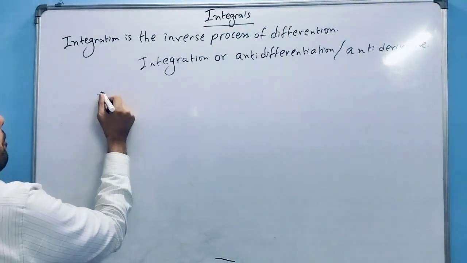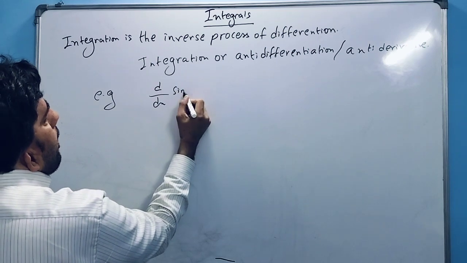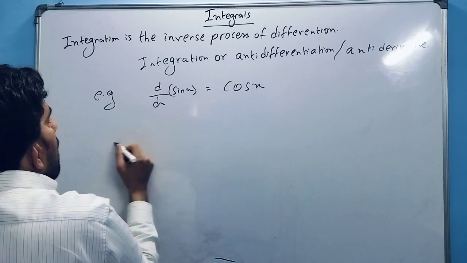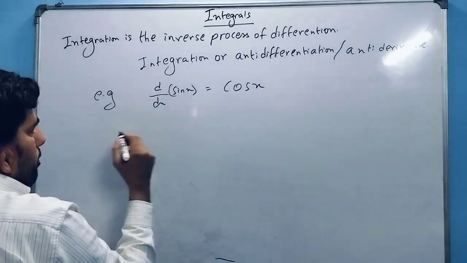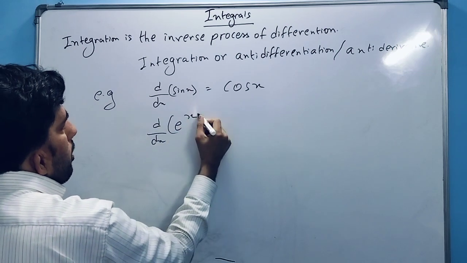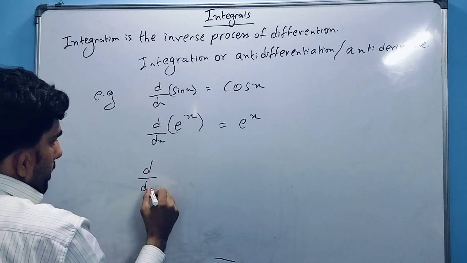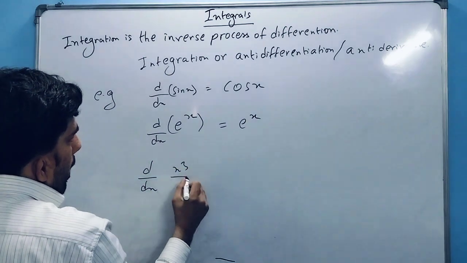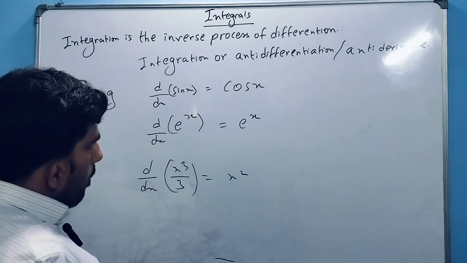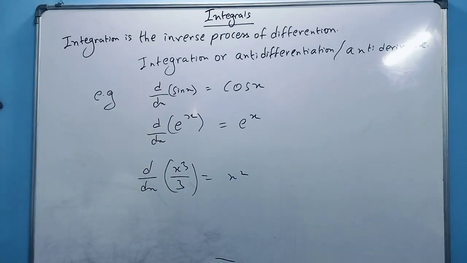Okay, now for example, if you need to find the differentiation of sin x, it is cos x. One more example: the differentiation of e raised to the power x is e raised to the power x. Or we can take the example of differentiation of x cube by 3, which is equal to x square.